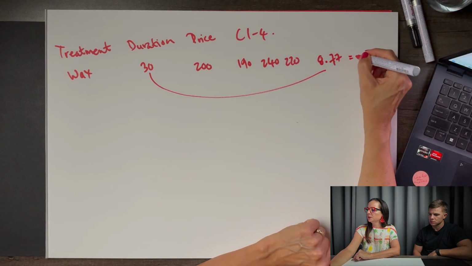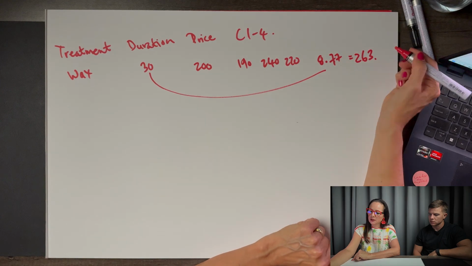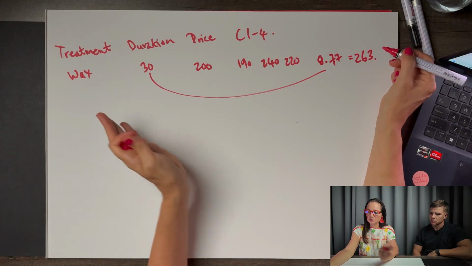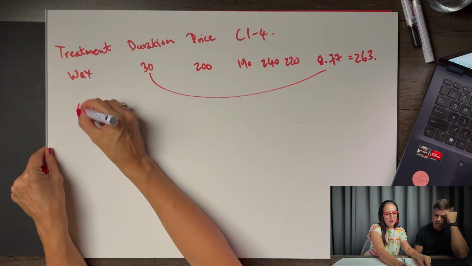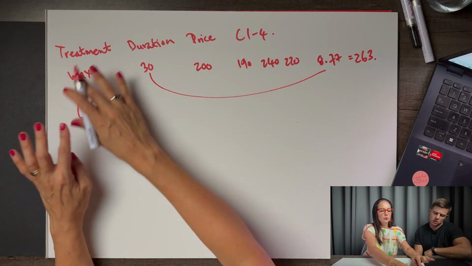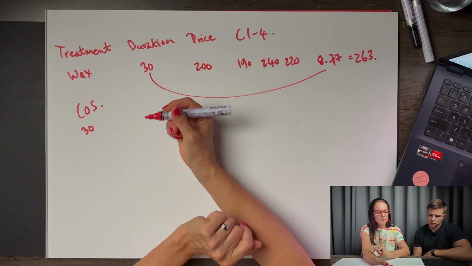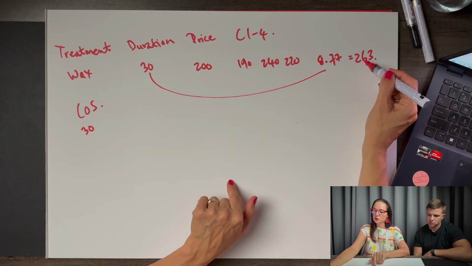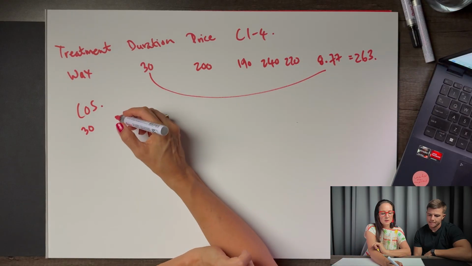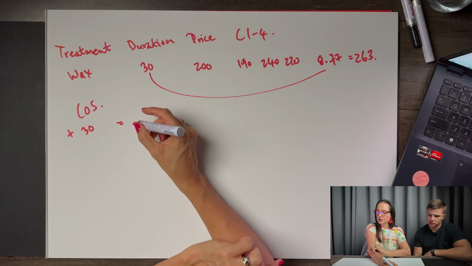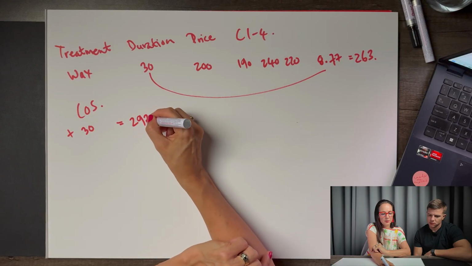So that will be 263. That is your cost per minute times your time. And then we're going to have our cost of sales, which will be all the products that you use. Let's say that's 30 Rand, your strips and your wax and everything. And we're then going to add these two together. So we're going to sit with 263 plus 30. So the base cost of this treatment is 293.